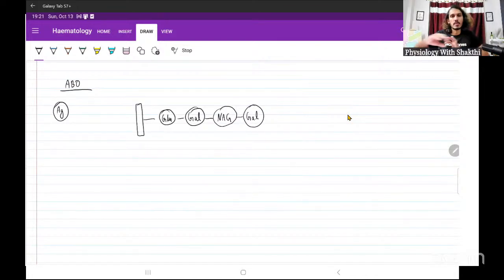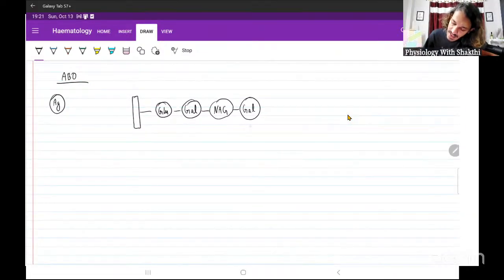This is the backbone structure. So what is it again? Glucose, galactose, N-acetyl galactosamine, galactose. Okay, a glucose, galactose, N-acetyl galactosamine, a galactose. To that, I'm going to add a particular component which is called L-fucose.